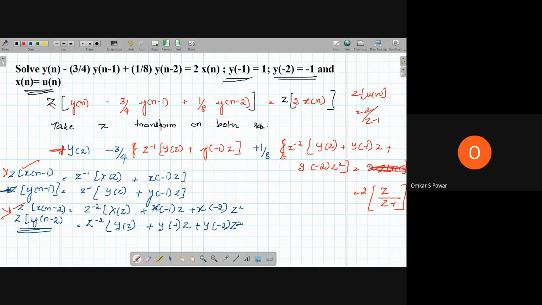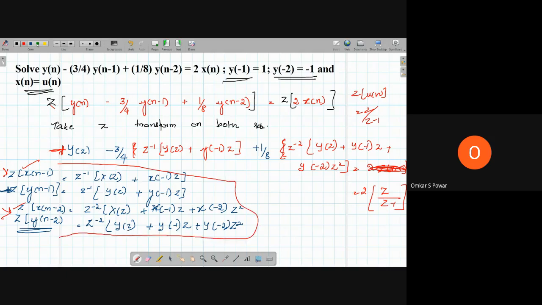Okay. So consider this one. So what you have to do is you have to simplify this one. So that is for you to do. Take, multiply this one. So Y of z minus 3 by 4 z inverse into Y of z, and z to the power of minus 1 into z, it will become cancelled. So z minus 3 by 4 into y of minus 1. So simplify the things and substitute the value of y of minus 1 is equal to 1 and y of minus 2 is equal to minus 1. So those things you have to do simplification.